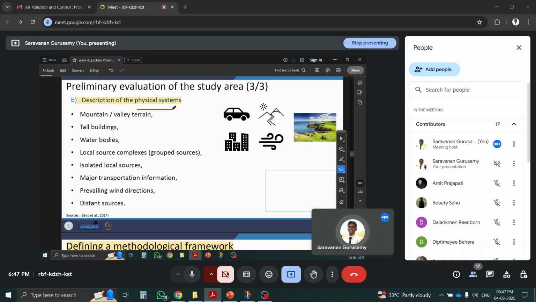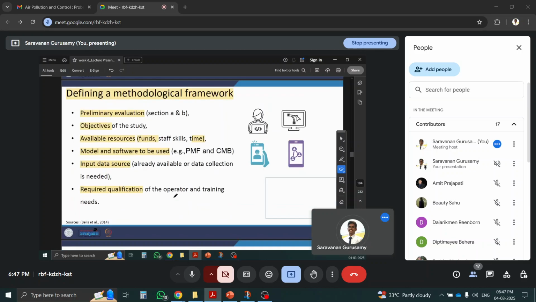Then the physical systems we need: what are the terrain, mountain regions, how many buildings, that is the land use, land cover patterns, everything we need. And then the methodological framework is primary evaluation, objective formation, how much fund is there and time is available. Based on that, we can fix the receptor model, what type of model we are going to use. The model is PMF and CMB, like chemical mass balance model or PMF model.